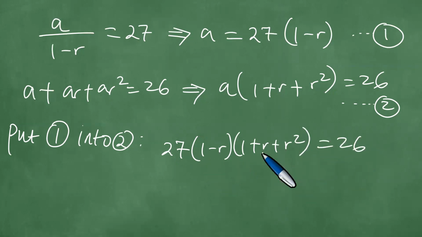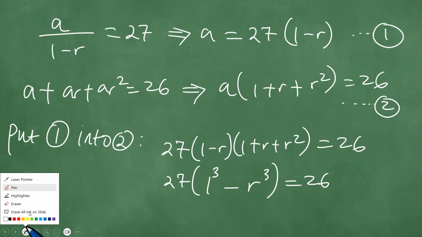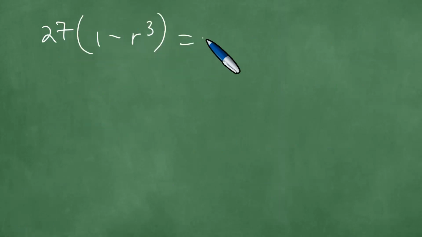Okay, you multiply. This one is like the factorization of a difference of 2 cubes. So if you multiply these, it's going to be like 1 cubed minus R cubed, which is 26. You can just multiply out and see that, okay? So now this means you have the following. So that's 27 into 1 minus R cubed is 26.